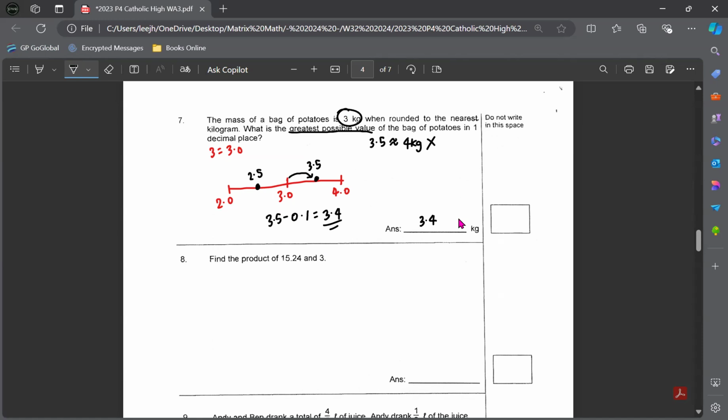Okay. Question 8. Find the product of 15.24 and 3. Product means times, multiplication. So 15.24 times 3. 4 times 3, 12. 2 times 3, 6 plus 1, 7. 5 times 3, 15. 1 times 3, 3, 3 plus 1, 4. 45.72.